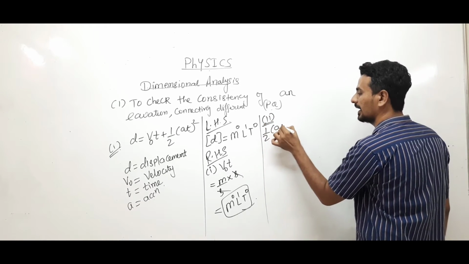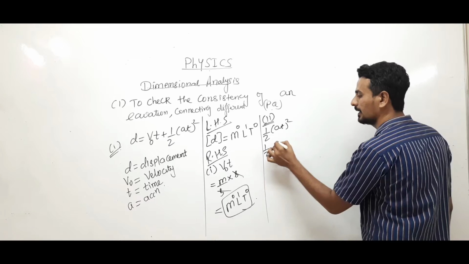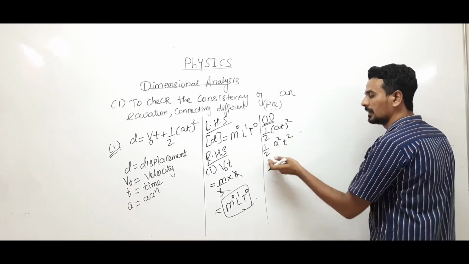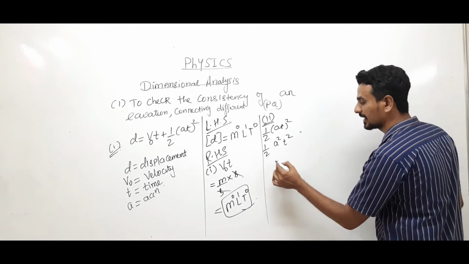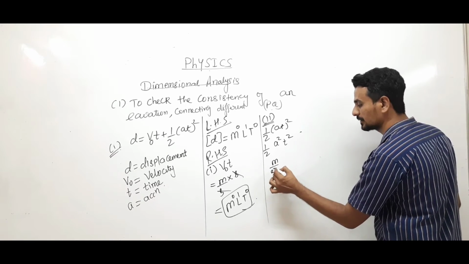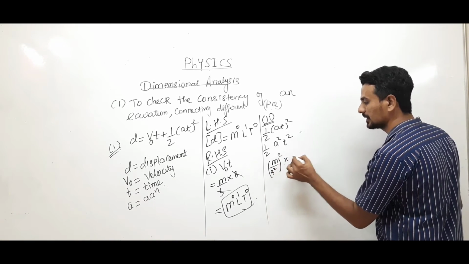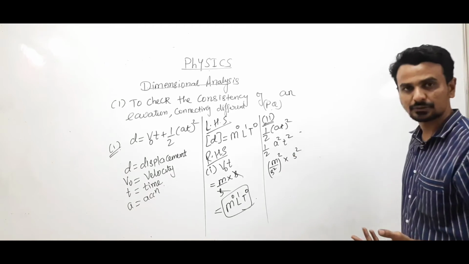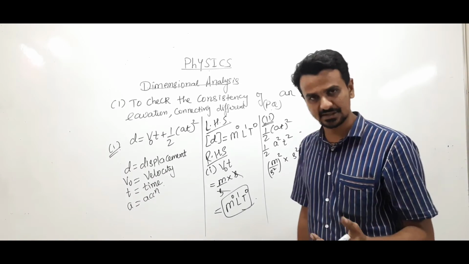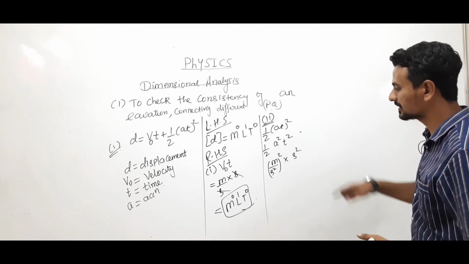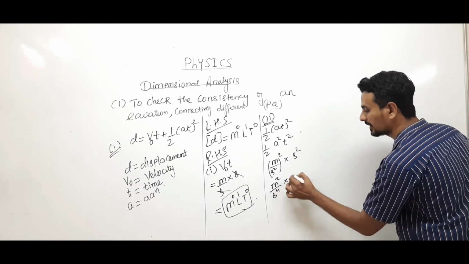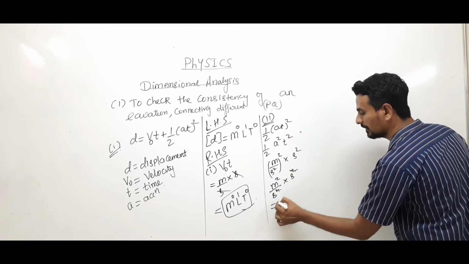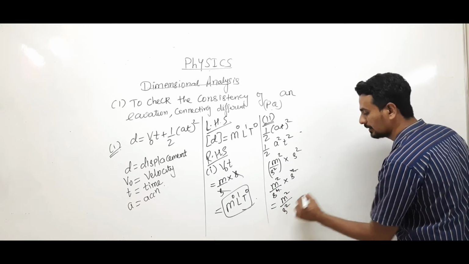So the second part, half a square t square. Half will not have any unit, right? This is acceleration. The unit of acceleration is meter per second square, the whole square, into second square. So this will be meter square by second raised to 4 into second square. So this is meter square by second square.